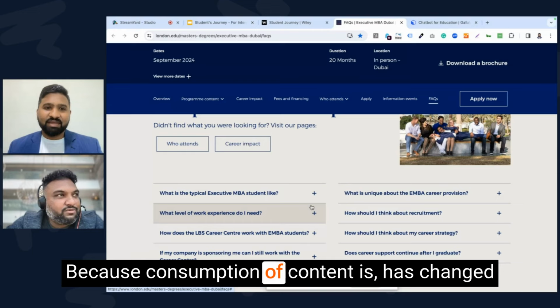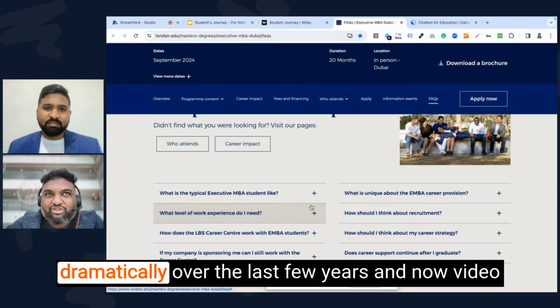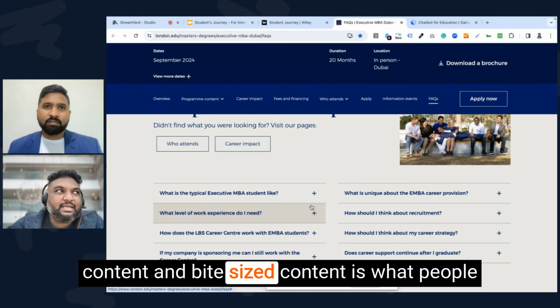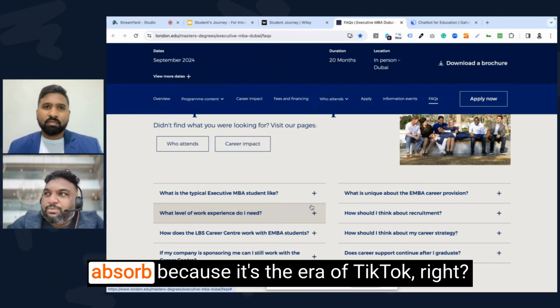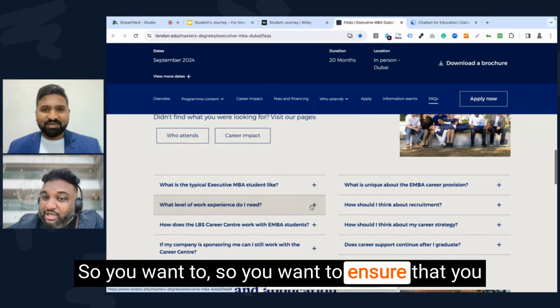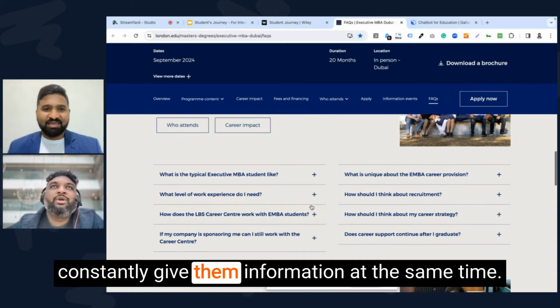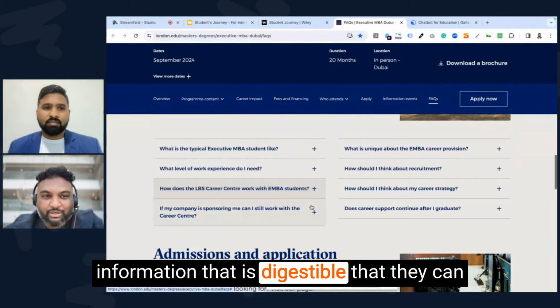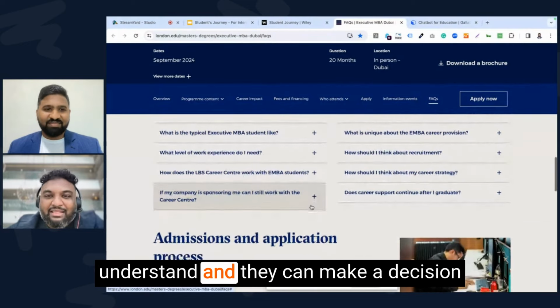Because consumption of content has changed dramatically over the last few years, and now video content and bite-sized content is what people absorb, because it's the era of TikTok, right? So you want to ensure that you constantly give them information, and at the same time information that is digestible, that they can understand and make a decision on.